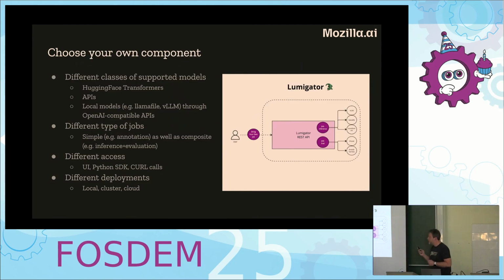So the main decisions that we took about this tool were that you should be able to plug in and out different kinds of components to move stuff around. First of all, you can have different classes of supported models. We are supporting Hugging Face Transformer models, APIs, again OpenAI is the first one, but there's also the Mistral API, for instance, and local models, Llamafiles, Ollama, everything which supports the OpenAI compatible APIs.